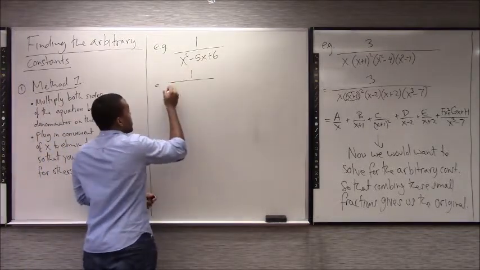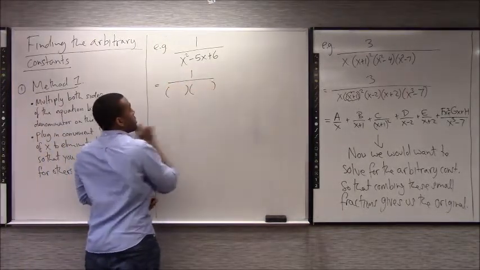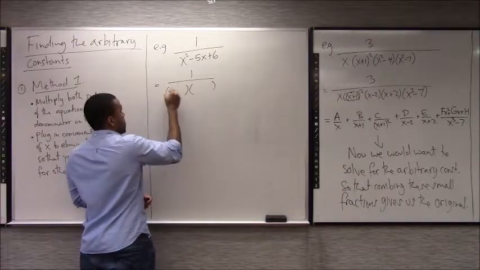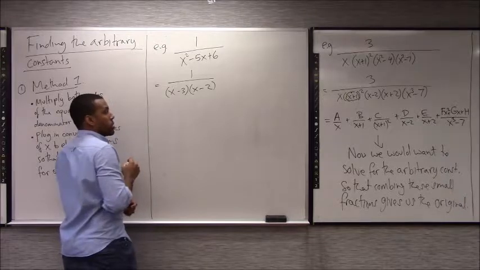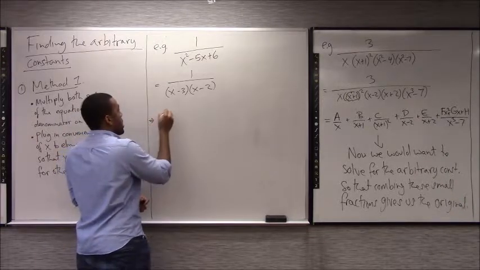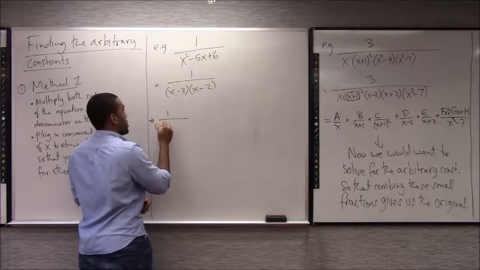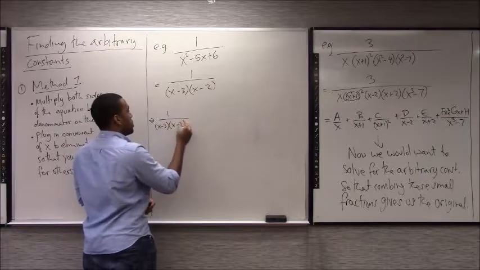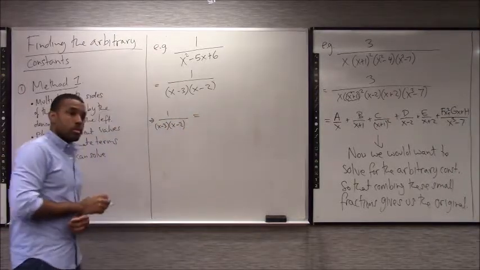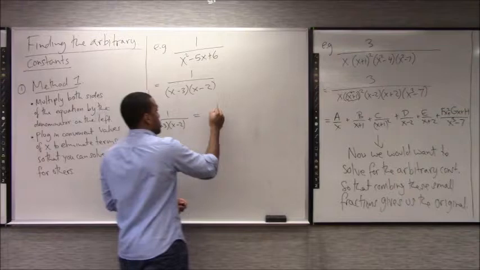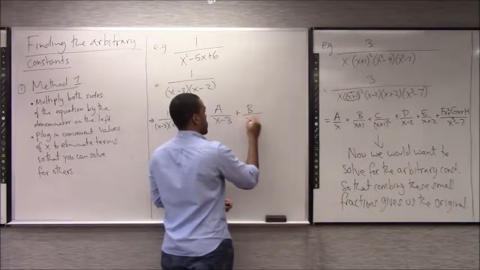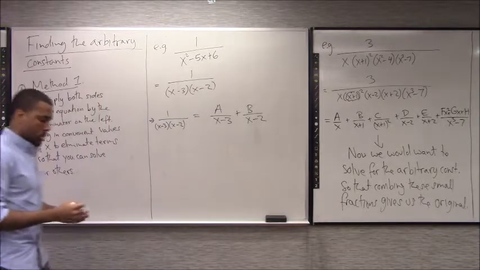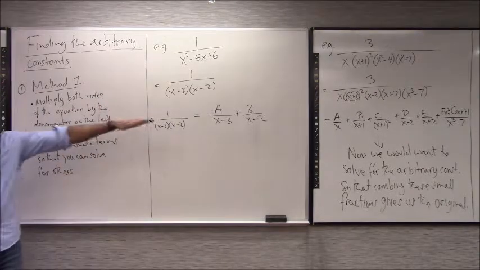So we end up with this guy. Can we factor that? Yeah. What's that? Minus 3 and minus 2? Okay. And now let's break that up. So this is x minus 3 times x minus 2. What would that break up as? A over x minus 3 plus b over x minus 2. Okay. So that's what we've already covered so far.